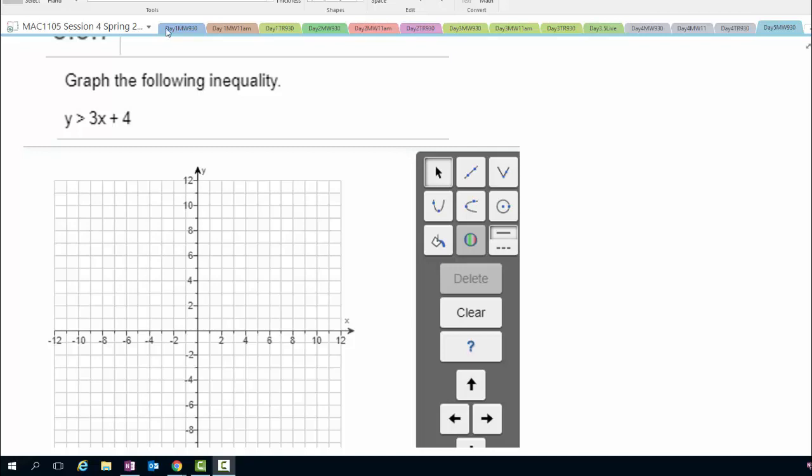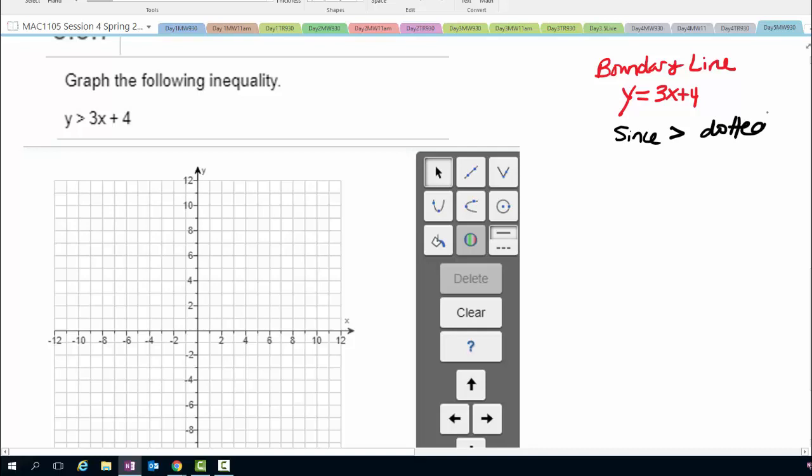Okay, so the first thing that I always have you do is just focus on the boundary line. So you replace the inequality symbol with an equal sign, and you solve for y. But we already have it in y equals mx plus b form. In this case, we're lucky y was already by itself. So we're going to just graph this boundary line, keeping in mind that since this boundary line is where y is equal to 3x plus 4, and we did not have an equal to in our original inequality, the boundary line is not actually part of the solution set. So since we had a greater than, we're going to have to draw a dotted boundary line.